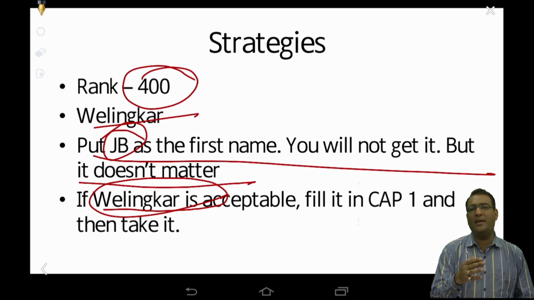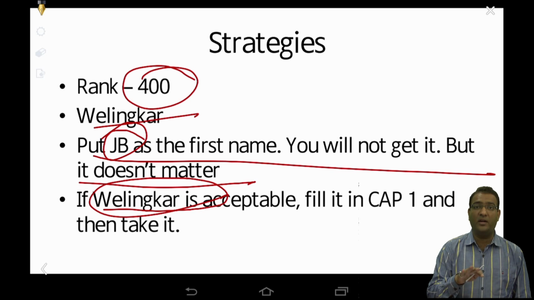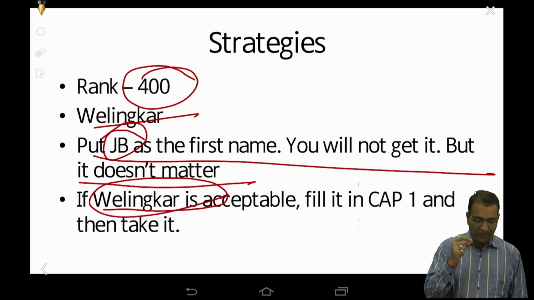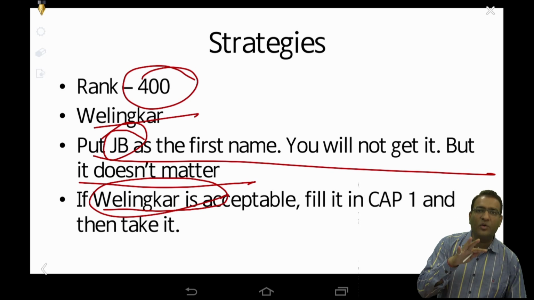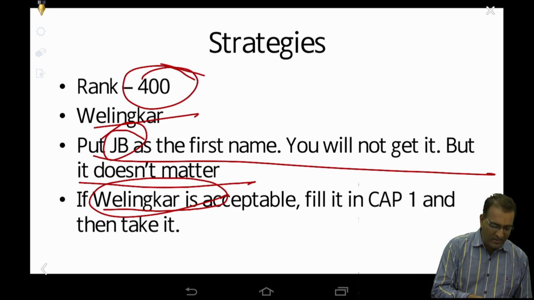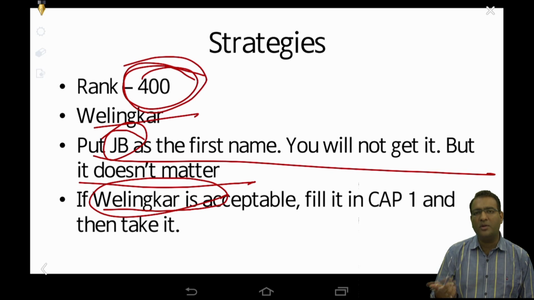I mean, don't waste your time. I hope you understand that. Don't waste your time thinking that you will finally get it anyway. That is for people who are at that critical line, 2-3 ranks above or below, 5-6 ranks above or below. I understand. But at this rank, yes, Sydenham is not possible. So if Wellinger is acceptable, go and take it. Matter finished.